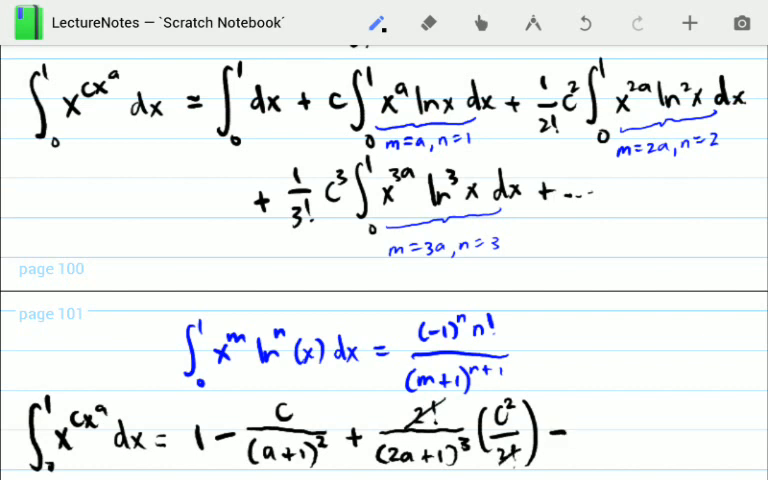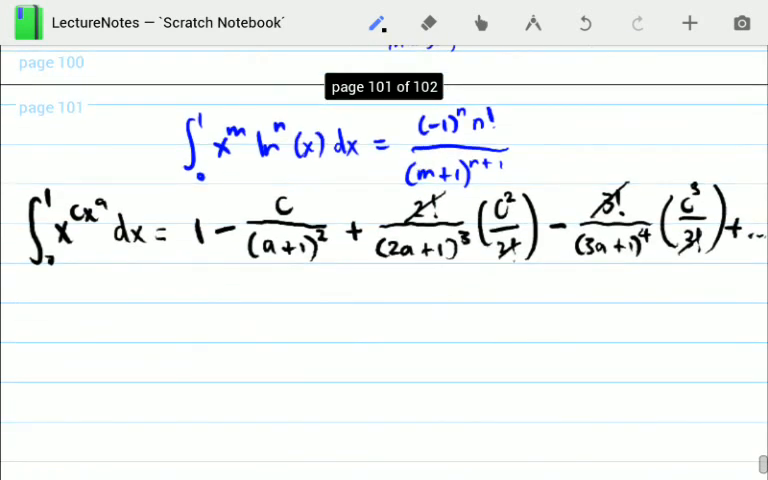The fourth term is, so m is 3a, so you have 3a plus 1 to the fourth because n equals 3, and then you have 3 factorial, negative 1 to the 3 is minus 1, so that's why you have the negative sign there, and of course we still have this factor c cubed over 3 factorial, so the factorial will cancel, and so on.